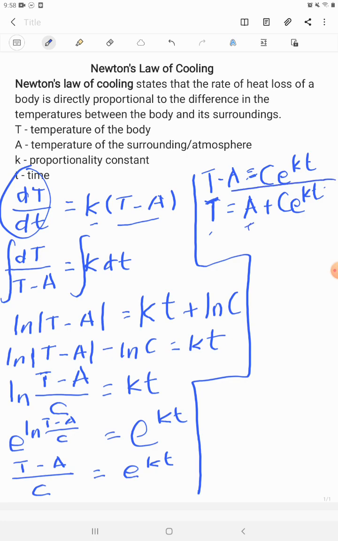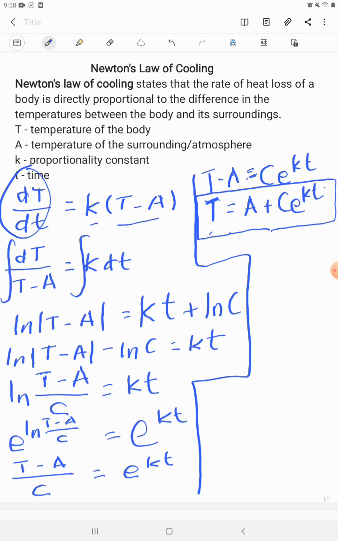And so this is what we call the formula for Newton's law of cooling. That is T equals A plus C e to the power of kt. That is, the temperature T of the body is equal to the sum of the temperature of the surrounding plus C e to the power of the proportionality constant k and time t.